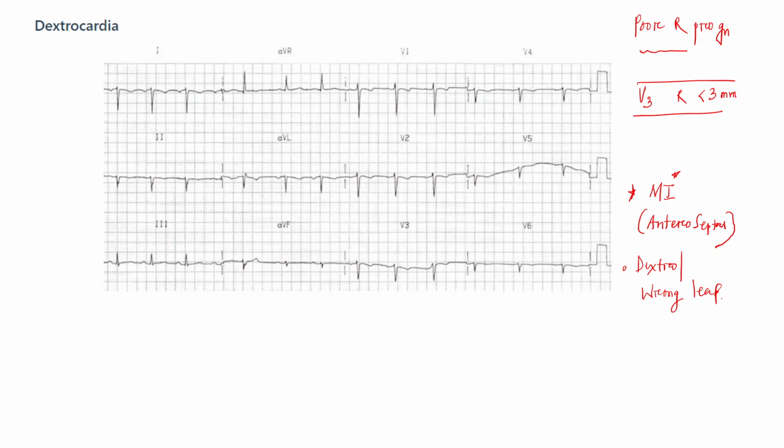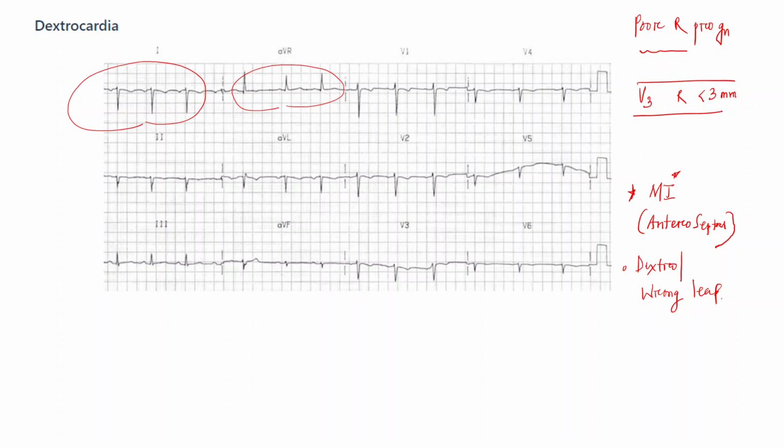As you can see here in this ECG, lead 1 is completely negative, and AVR is completely positive. From this, you can understand that there is some problem. Lead 1 has to be positive, and lead AVR has to be completely negative. This is what should happen in a normal ECG.